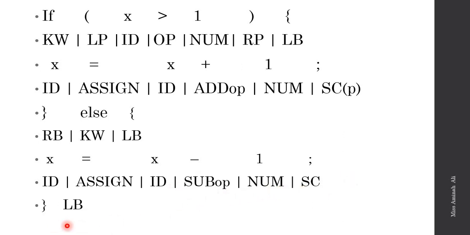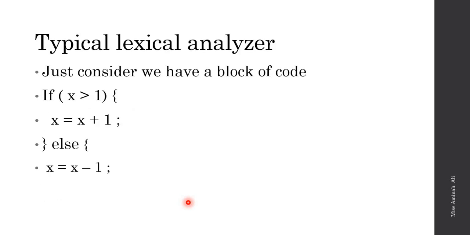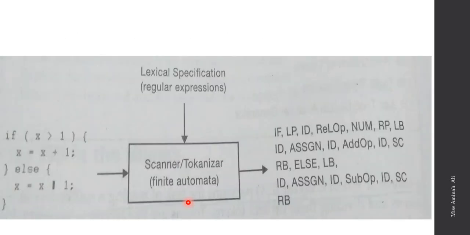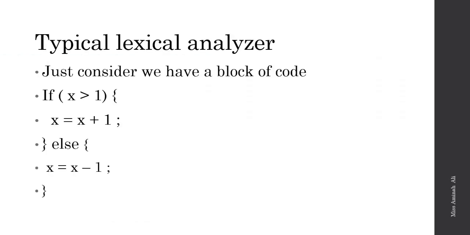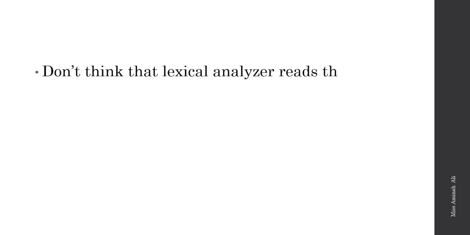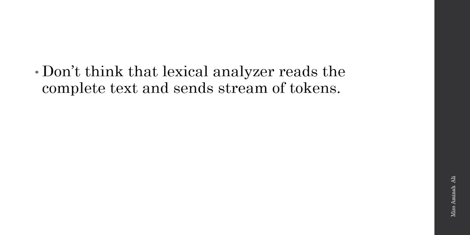And then finally we have a left bracket. So now you can understand how the tokens are made, like you can see how the tokens were made in the previous example. Next we will discuss how these tokens are made, at once or one by one. So do not think that the lexical analyzer reads the complete text and sends the stream of tokens.